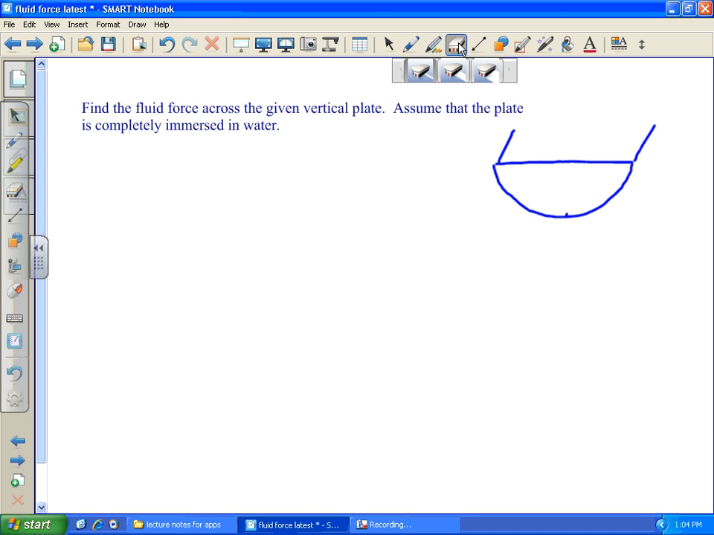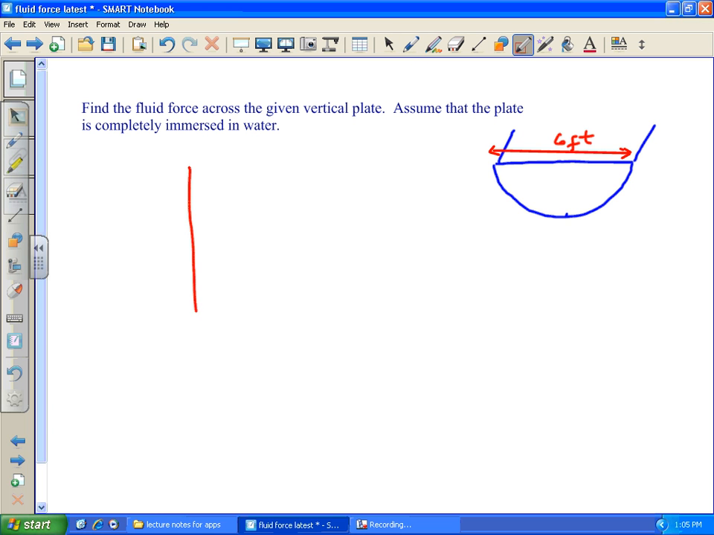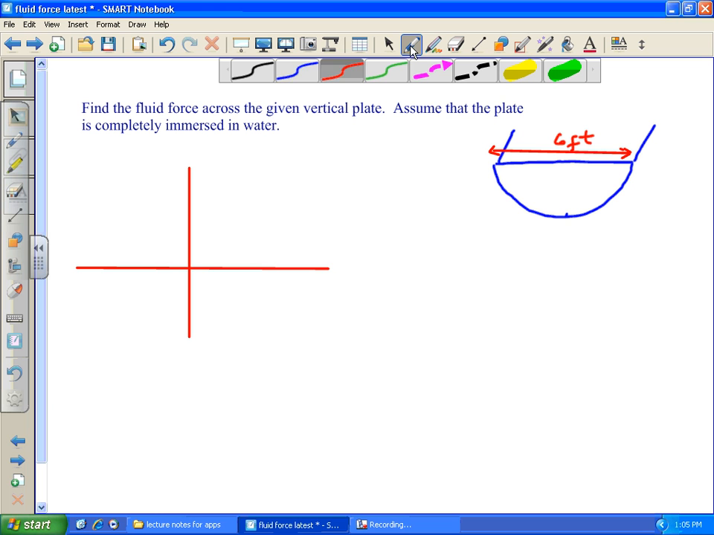Now, I need to give you some dimensions here. Let's say that the entire distance across the top of this semicircle is 6 feet. So this distance from here to here, let's assume that is 6 feet. So now I'm going to put it on a coordinate system. Okay. And it should be flat on the top, and the 0, 0 will be right at the center.